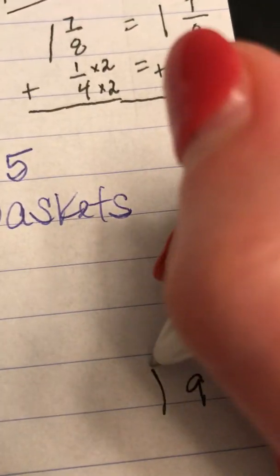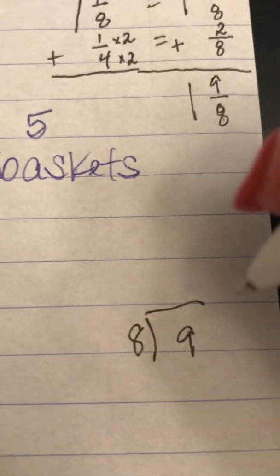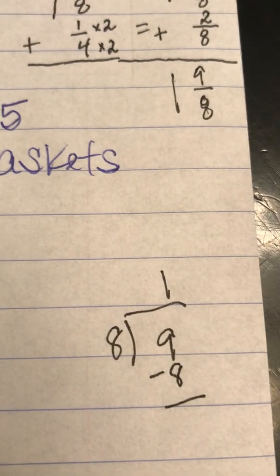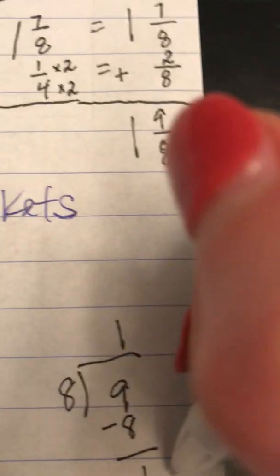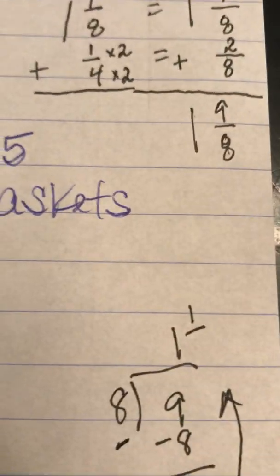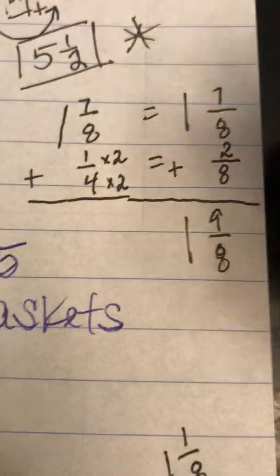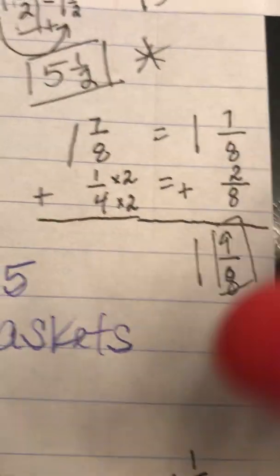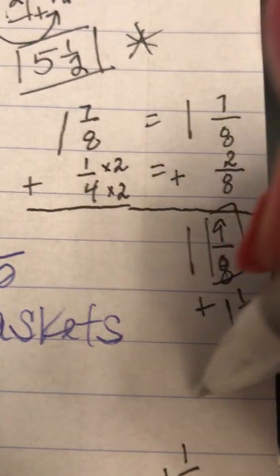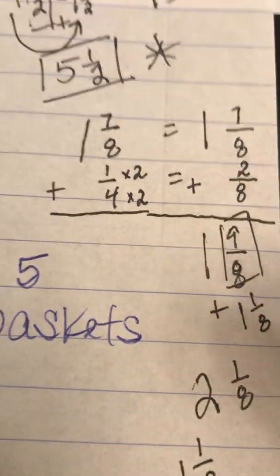9 divided by 8. How many times does 8 go into 9? 1. 1 times 8 is 8. Subtract, 1. And take up your 1. That's your numerator. And your 8 is your denominator. Now, we have to put it with our 1 that was already there, right? So it turns into 2 and 1/8. We're almost finished, guys. Home stretch.